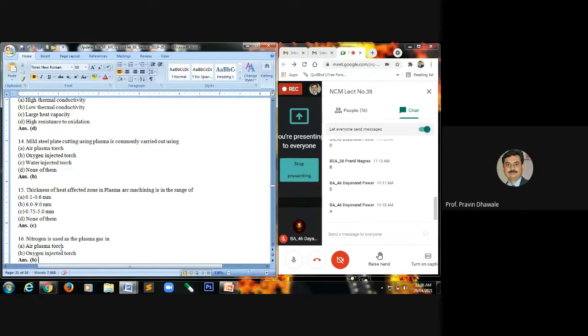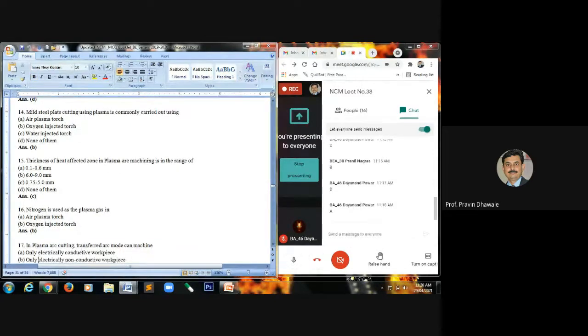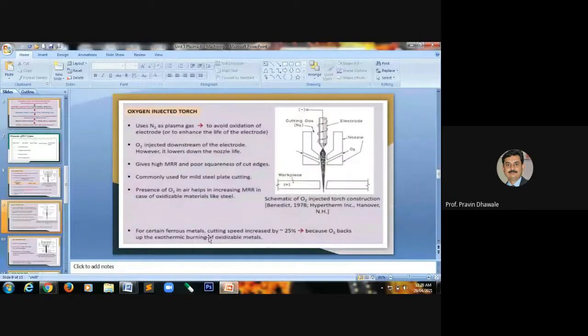Nitrogen is used as a plasma gas in air plasma torch or oxygen injected torch? It will be in the oxygen injected torch. Nitrogen as a plasma gas and oxygen, it will be the oxygen injected torch. Nitrogen gas will be used as a plasma gas, right? It provides the oxidation of the electrode and helps to enhance cutting. The plasma gas is coming from the center, so the cutting gas is N2, and oxygen will be coming from the annular slots provided in this torch. This part is made up of ceramic. The whole assembly is called a nozzle.